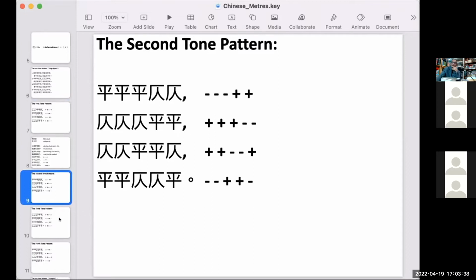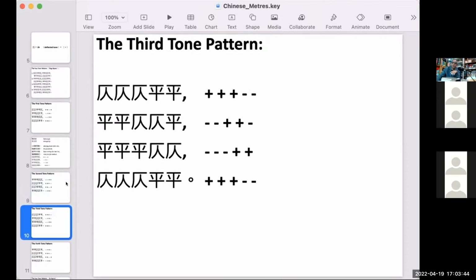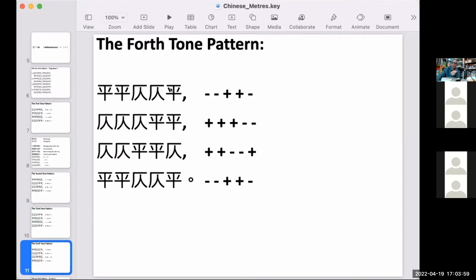Okay, but the third and the fourth tones have more rhymes. So the second line also rhymes. The first rhymes with the second, and with the fourth. So it's A, A, B, A. The fourth pattern is also the same, A, A, B, A. Okay?